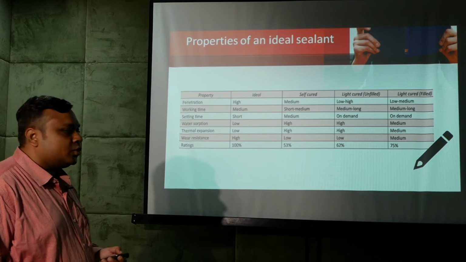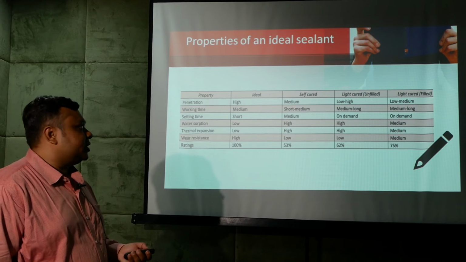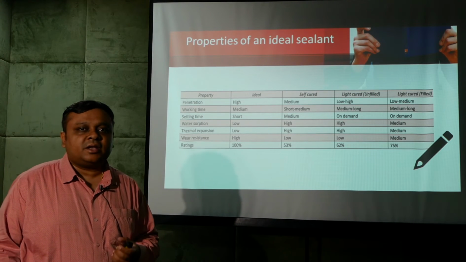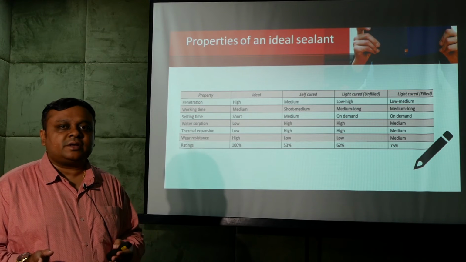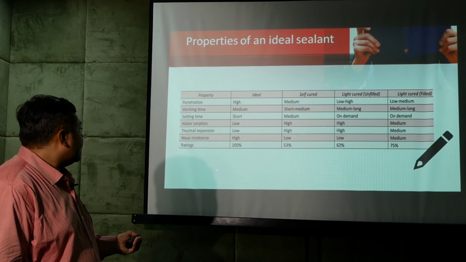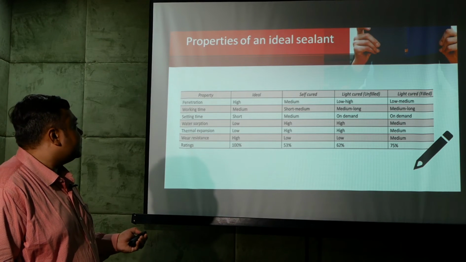Thermal expansion should be low, that is the expansion of the sealant when it is applied onto the tooth structure. Wear resistance should be high. Again, if wear resistance is high, then only we can ascertain that a sealant will be retained for a longer time. And lastly, these are the total qualities which we look for in an ideal sealant.